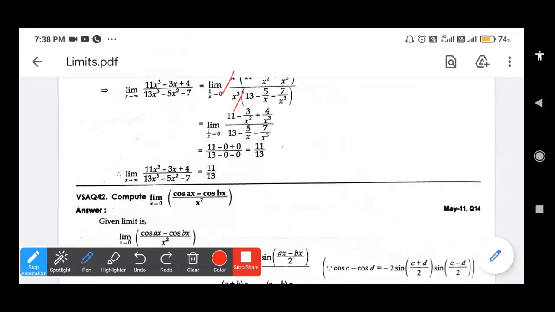So wherever you are having 1 by x, you will get it as 0. So this part will be 0, this part will be 0, this part will be 0, this part will also be 0. So your final answer will be 11 by 13. What is your answer? 11 by 13.